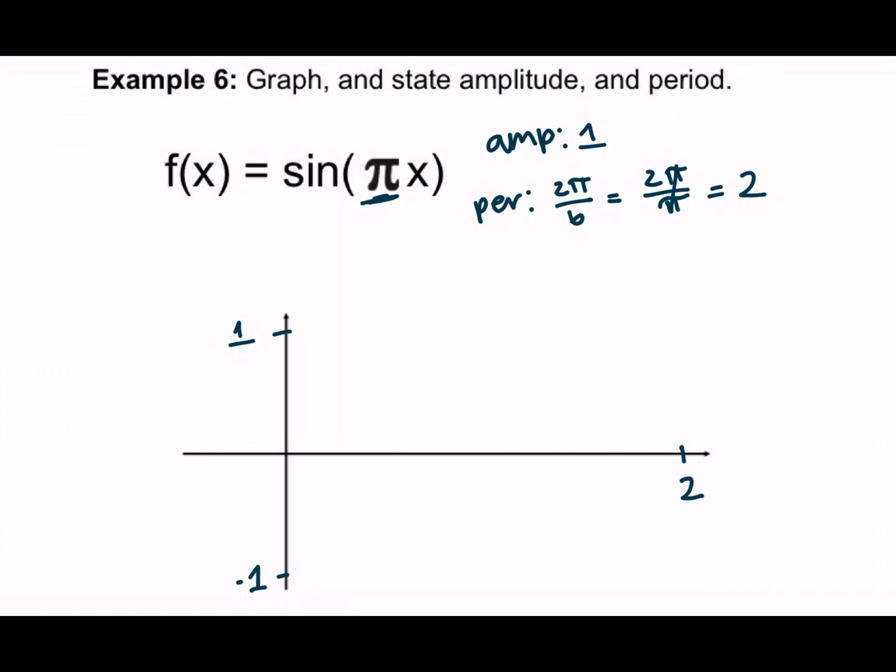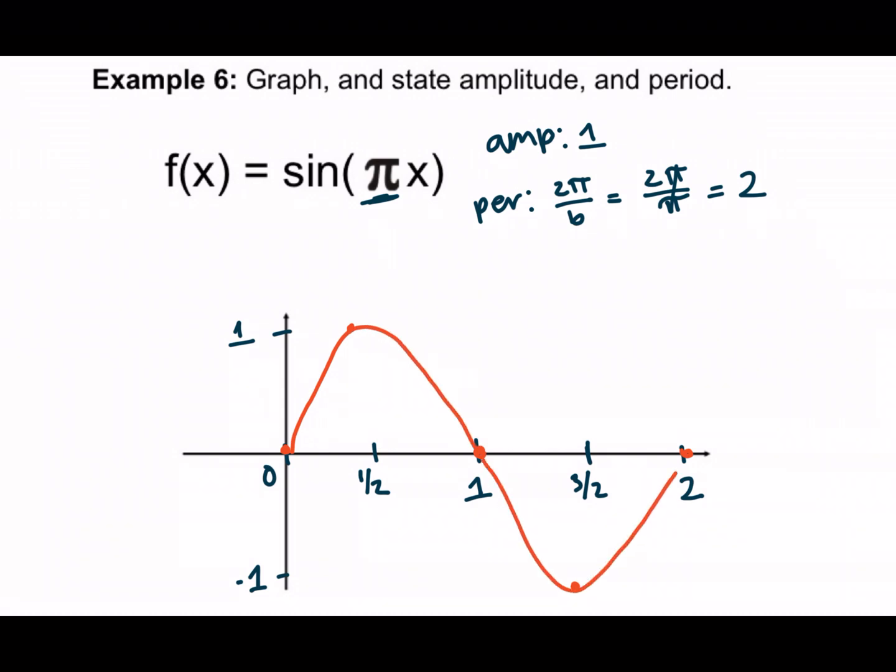For this example, we're not dealing with any pi's. So I have 0 and 2. Halfway between 0 and 2 is 1. Halfway between 0 and 1 is 1/2. And then halfway between 1 and 2, you can either put 1.5 or 3/2. I'll take either one. So this is our regular sine function. It's going to make the mountain, and then it's going to make the valley. So here are my 5 coordinates, and then the sketch of my graph looks like that.